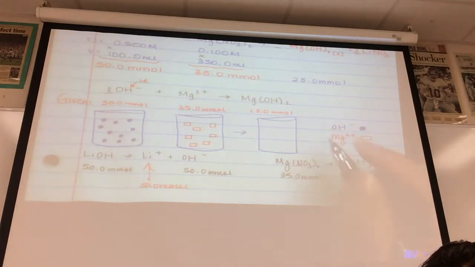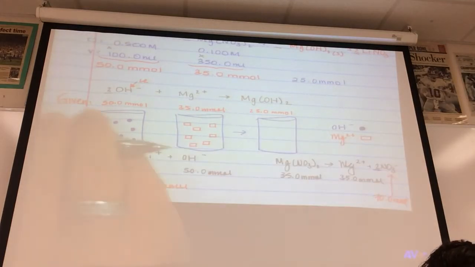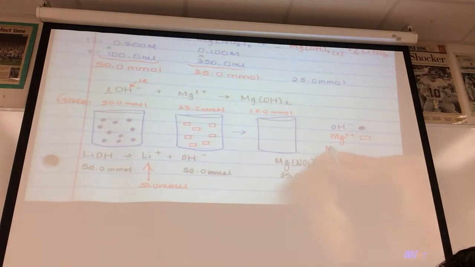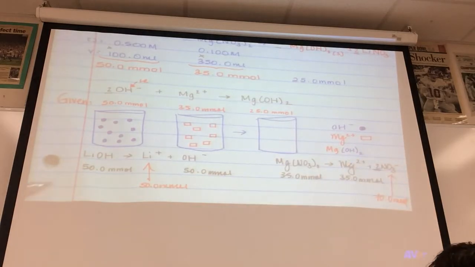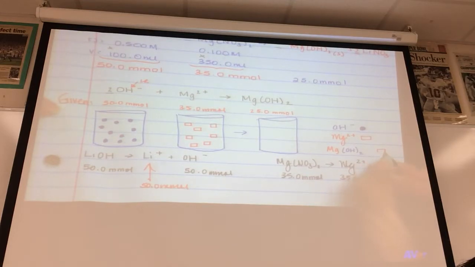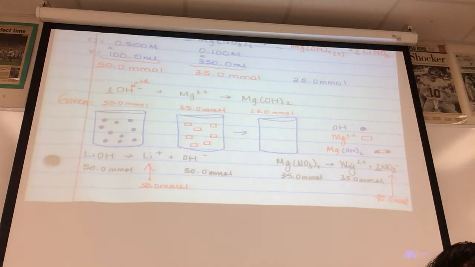Now, when you have magnesium hydroxide, you're going to have 1 magnesium and 2 hydroxides, right? All right? Now, those are precipitates. They're solid. So are they going to float or sink? Sink. They're going to sink.